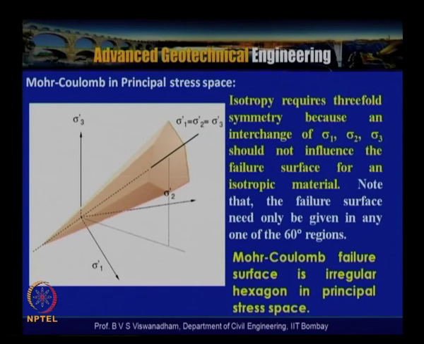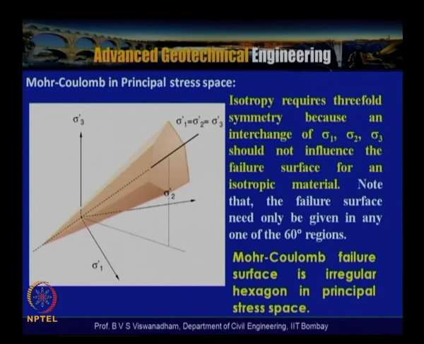So this is the irregular hexagon, shown once again here, where this is the hydrostatic axis, and here is the point where sigma 2 dash is. Isotropy requires threefold symmetry, because an interchange of sigma 1, sigma 2, sigma 3 should not influence the failure surface for an isotropic material.